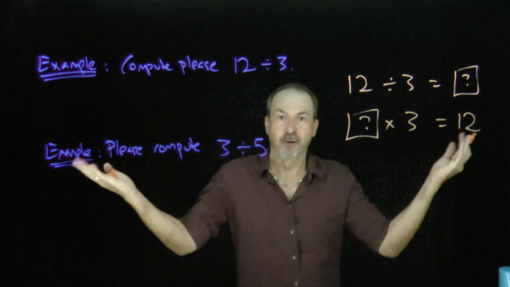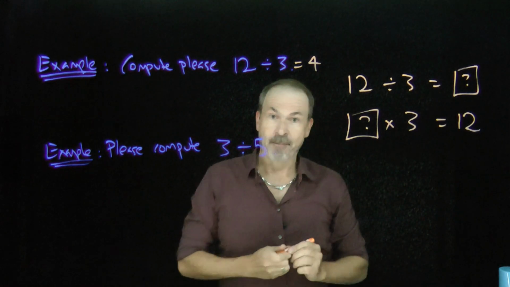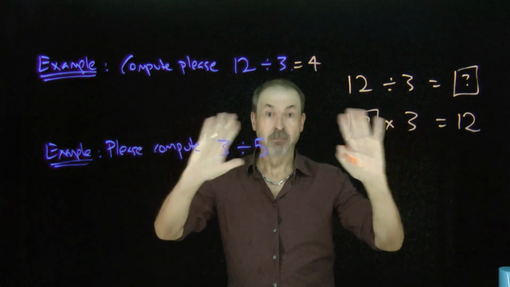And of course the answer is 4. I know 4 times 3 is 12. So I say the answer here is 4. Okay, so let's think of division as reverse multiplication, the pure mathematics of that.